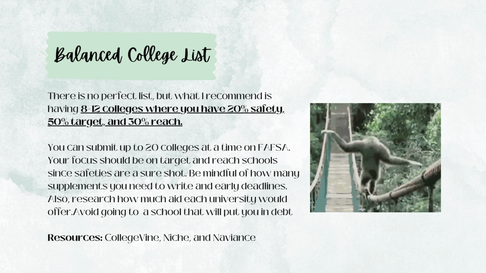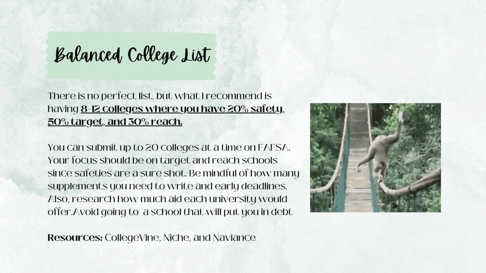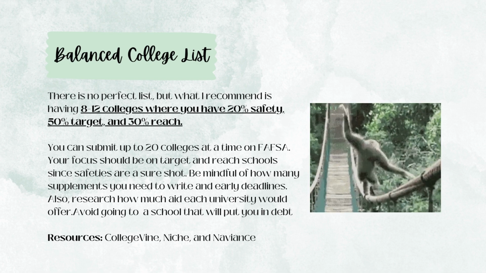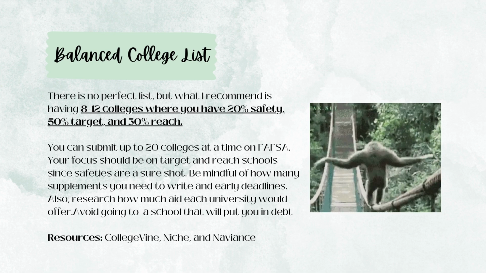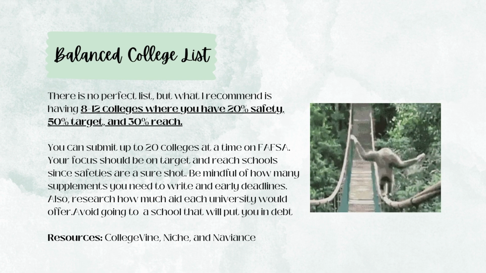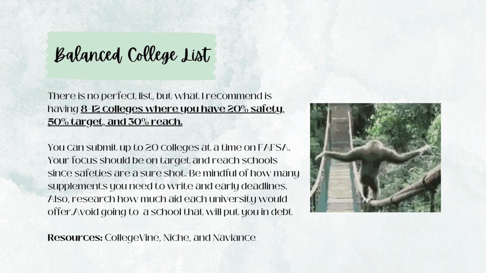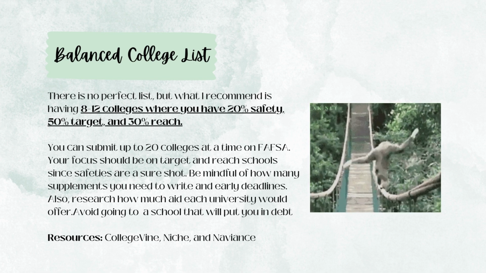I recommend having between 8 to 12 colleges where 20% is safety, so maybe 1 to 3, and then 50% is target. So again, these are schools that are in that mid range and you'd want to go there, and then 30% is reach. This is just my recommendation. You do not have to follow it because there's no perfect way to craft a list.